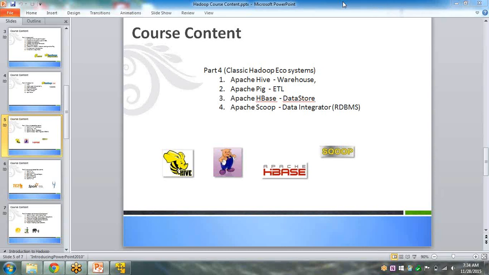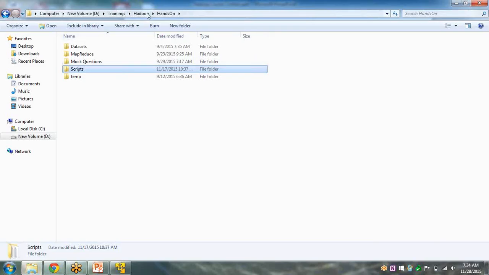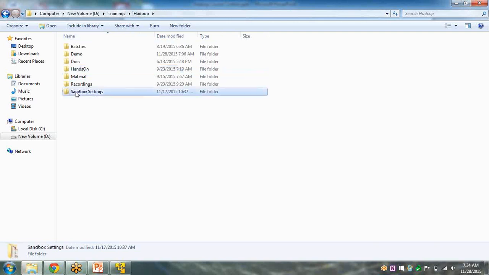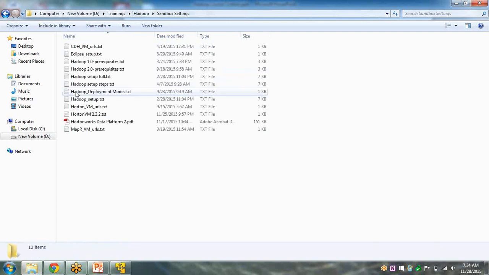Do I need to set up any software in order to go forward? Yes, you need to. If you look at this, my folder is sandbox settings. I will be sharing this with you. It will give you the list of software you need to download and keep ready. In the introductory classes, I'll help you set up the environment.